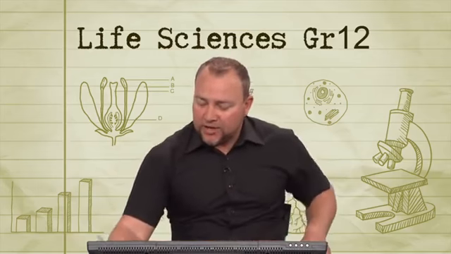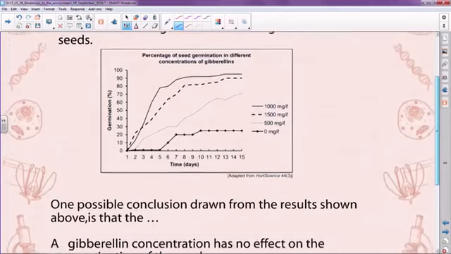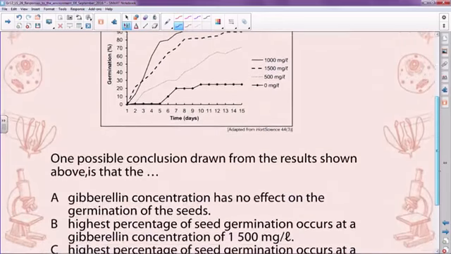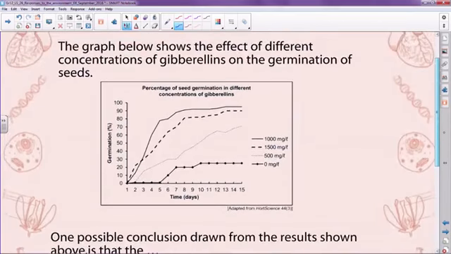So, hope you got that right and it wasn't too confusing as I was moving it up and down, and you could read it quite carefully. Now, I'm just going to turn the page and we're going to have a look, because it's exactly the same question, okay? Drawing from the results shown above, gibberellin concentration has no effect, okay? It's exactly the same question.